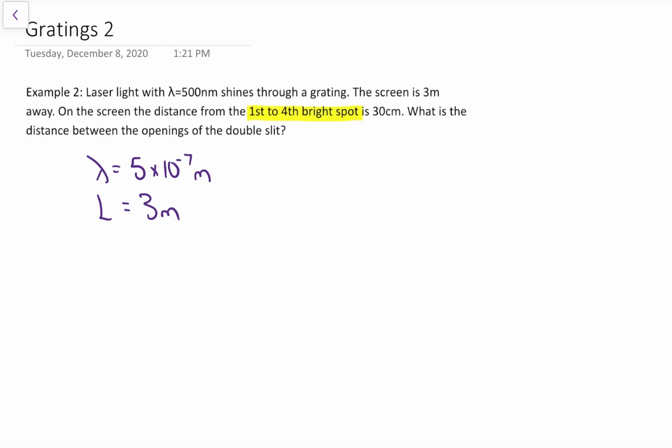We've done this a few times now. Gratings, we usually talk about the bright spots. Since they're so narrow, that's the whole point of it, it's a little bit simpler to measure the location of that narrow thing. First to fourth is equivalent to 0th to third. So really, this is an n equals 3 case.